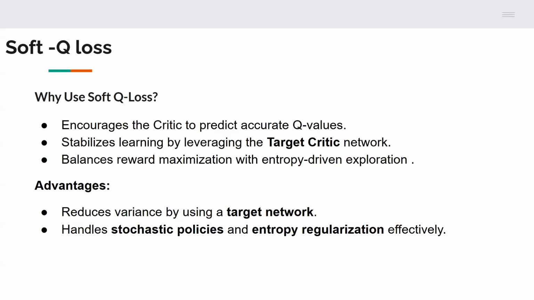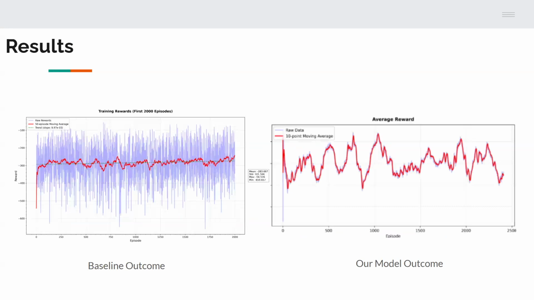Next slide. So these are the results. The right side is our model. As you can see, the average reward keeps on increasing steadily as compared to the baseline model. So our model is performing decently enough.